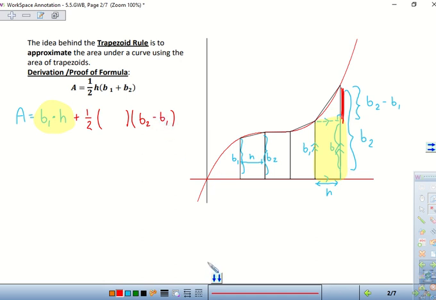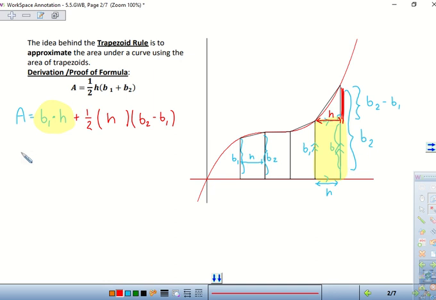Everybody understand how I figured that out? And then we know that this other side is basically the same as this, which we would call what? H. So this would give you basically the area of the trapezoid in total.